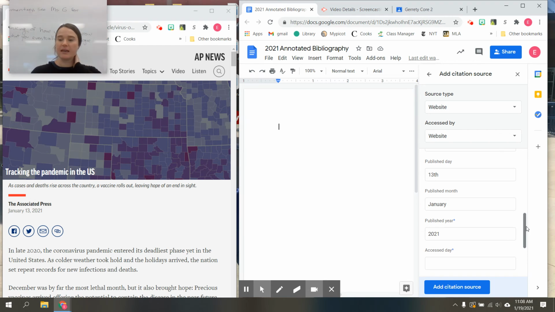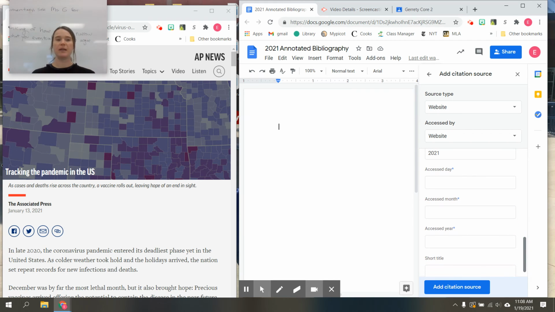Accessed day. That is basically the day that you went to the information and you went to the website. And the reason they have this is because, let's say they update the information later on. We know when the last time you were on it was. And so if they changed information on you, it's not your problem because according to the website on this day, this was the correct information. So for our sakes, just go ahead and put down today's date. So for us this year, that is the 19th of January, 2021.